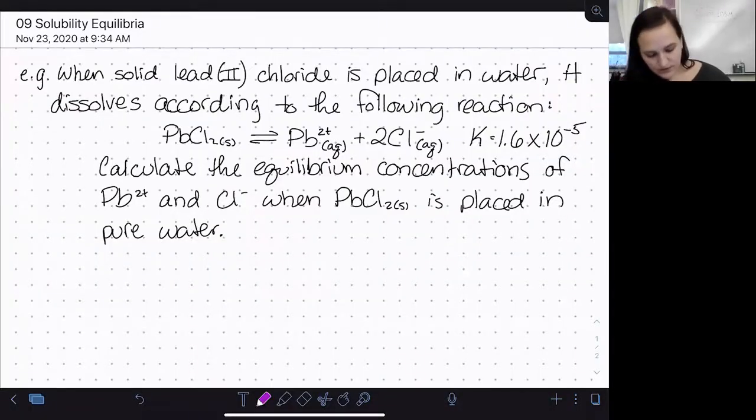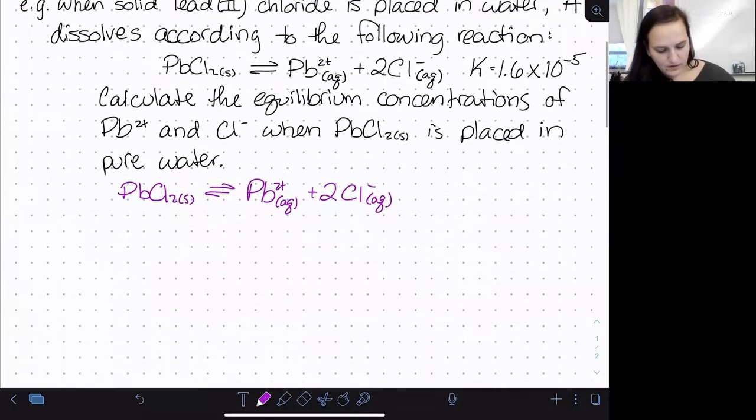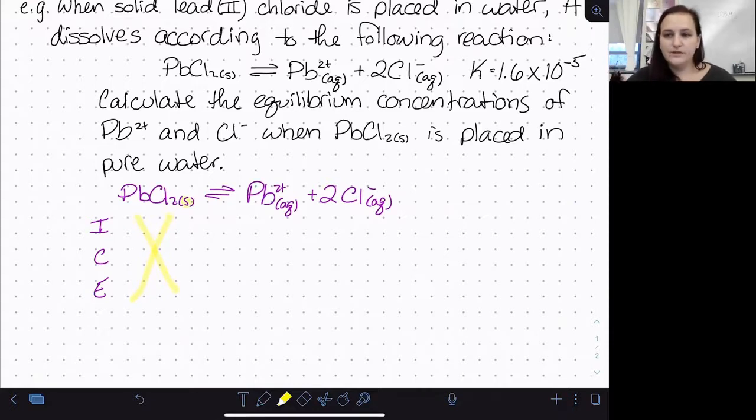So to solve this, we'll want to set up an ice table, just like we've done before. And we want to think about what is initial, what is change, what is equilibrium in this situation. So first thing to recognize is that our reactant is a solid. Because it's a solid, we don't need to think about that since its concentration will be constant.